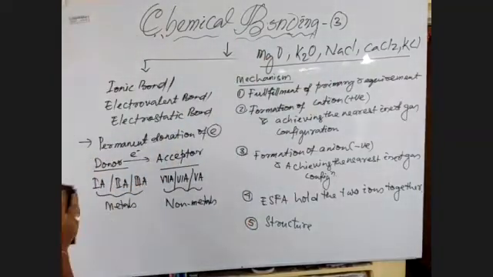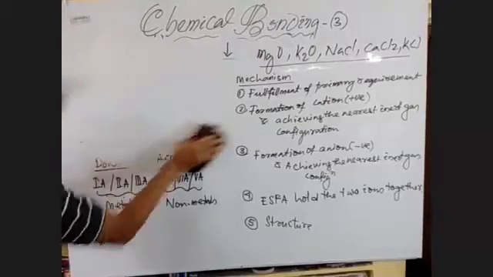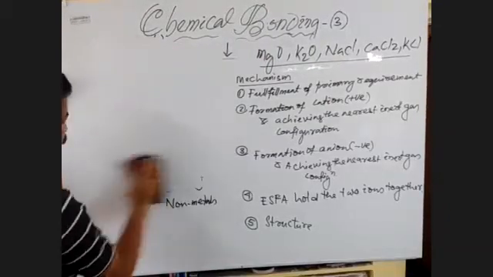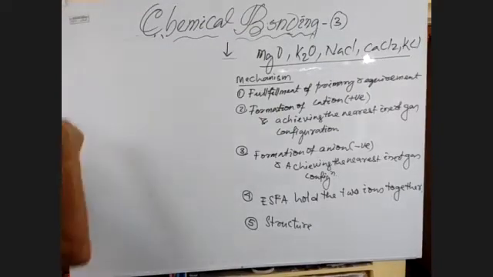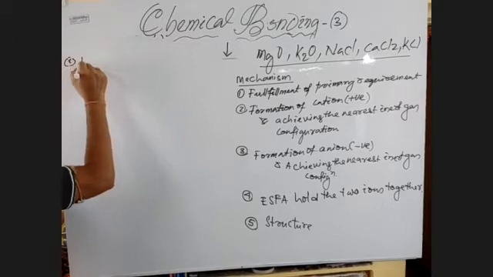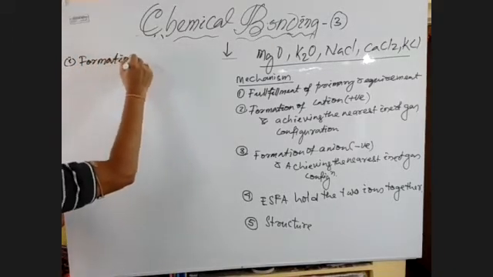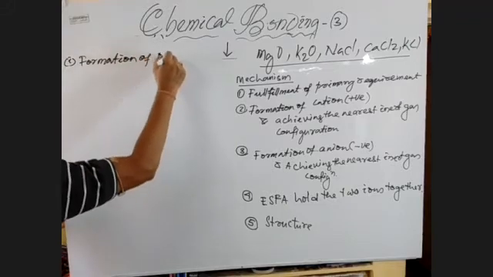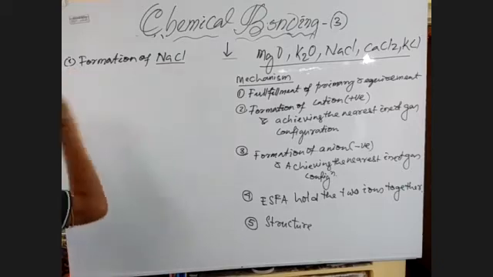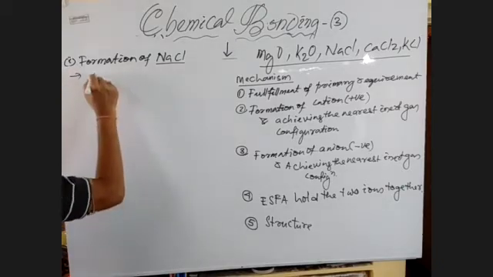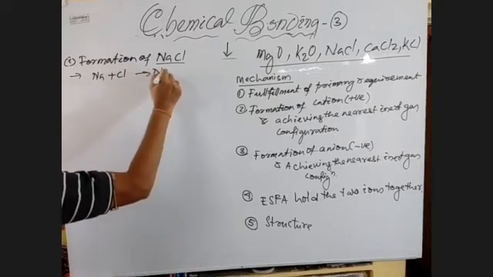Okay, so let us take one example according to this mechanism. First example, formation of sodium chloride. How is sodium chloride formed? The first point: Na reacts with chlorine forming NaCl.